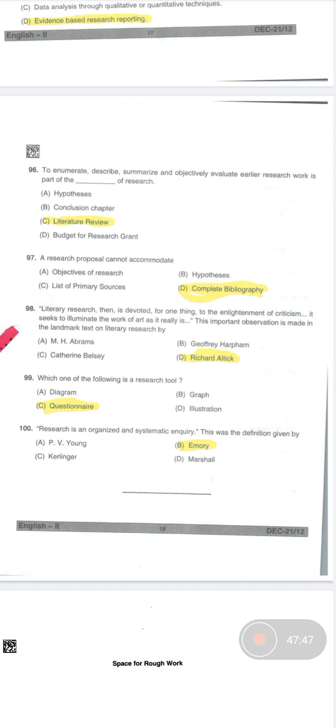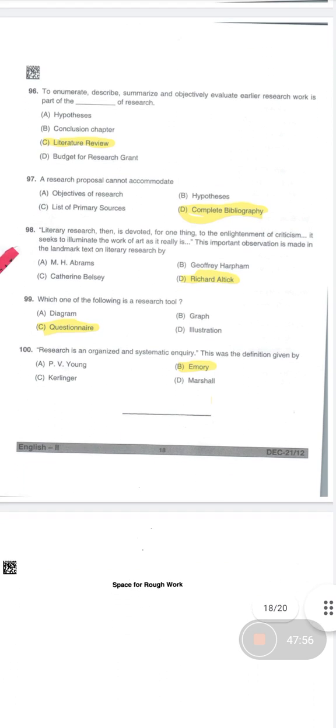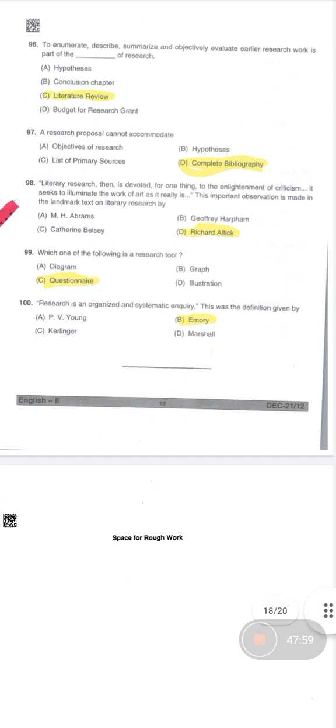Okay. Question number 97. A research proposal cannot accommodate a complete bibliography. Question number 98. Literary research then is devoted to one thing, the enlightenment of criticism. It seeks to illuminate the work of art as it really is. This important observation is made in the landmark text on literary research by Richard Altick.